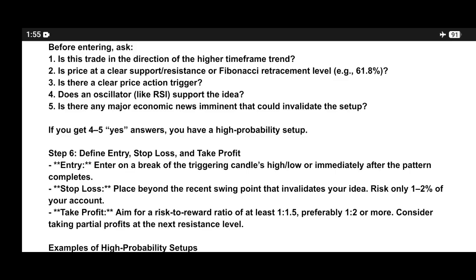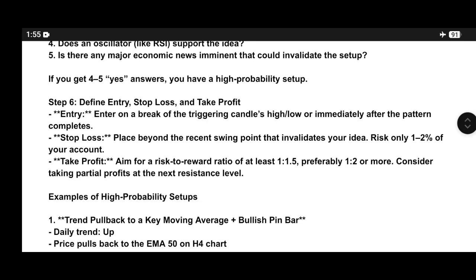Then the other one is take profit. Aim for a risk to reward of at least 1:1.5 or probably 1:2 or more. Consider taking partial profit at the next resistance level.